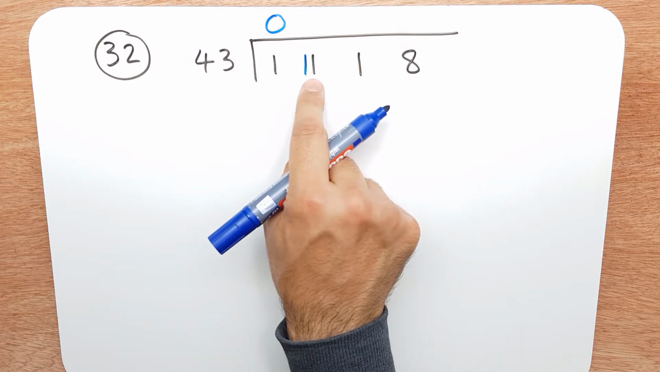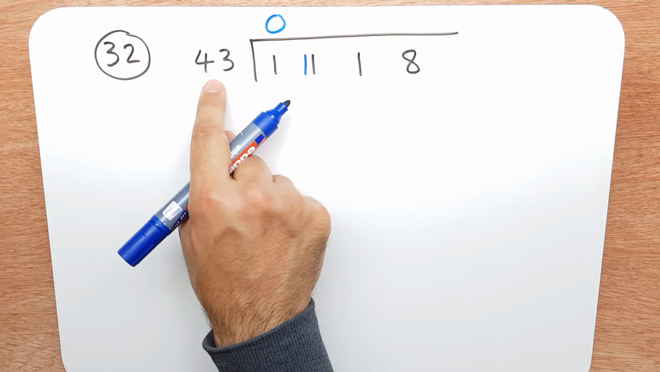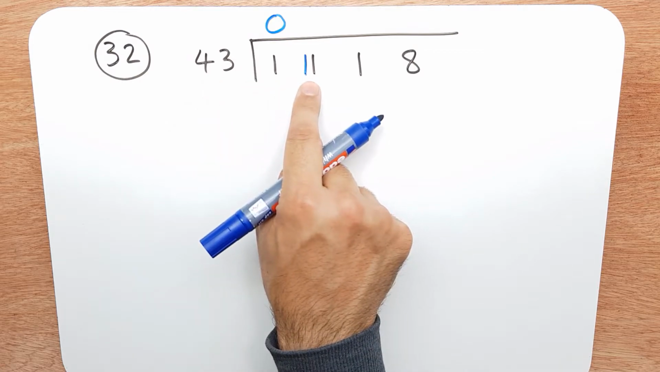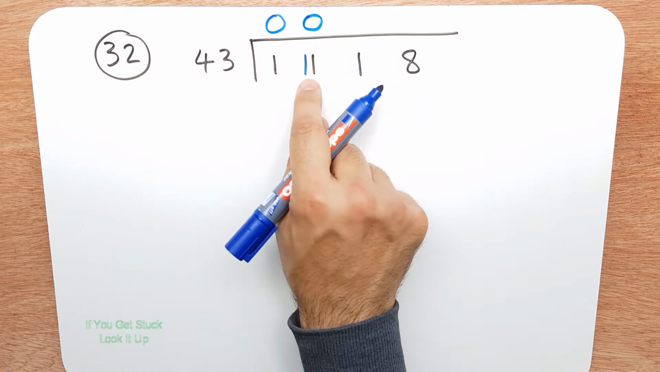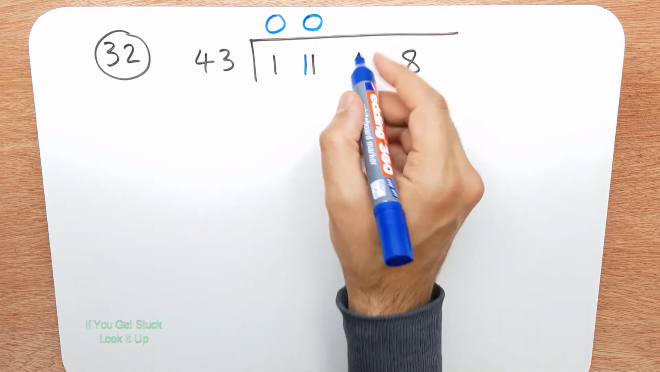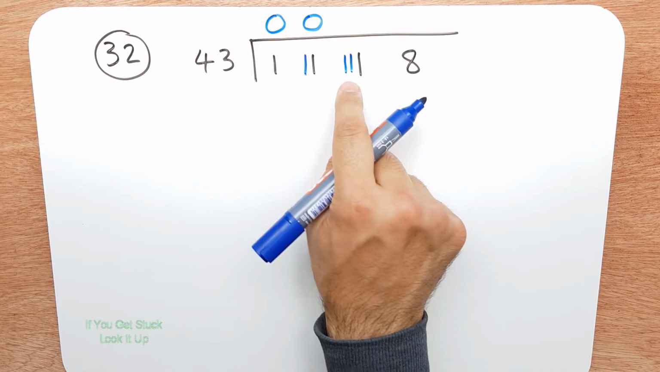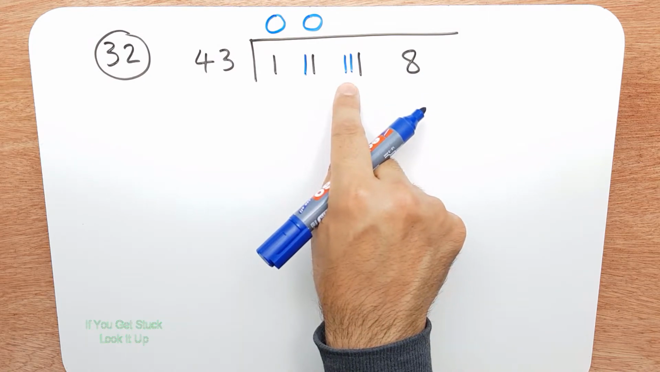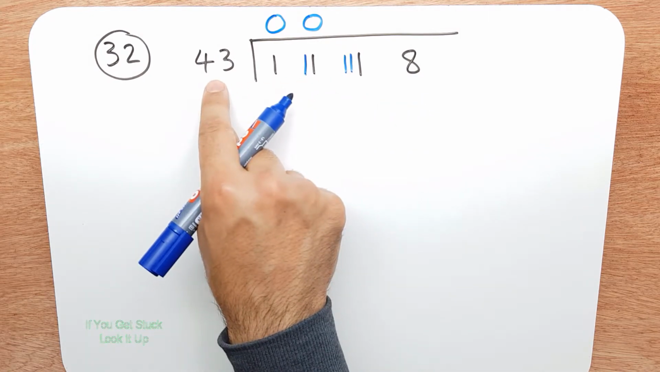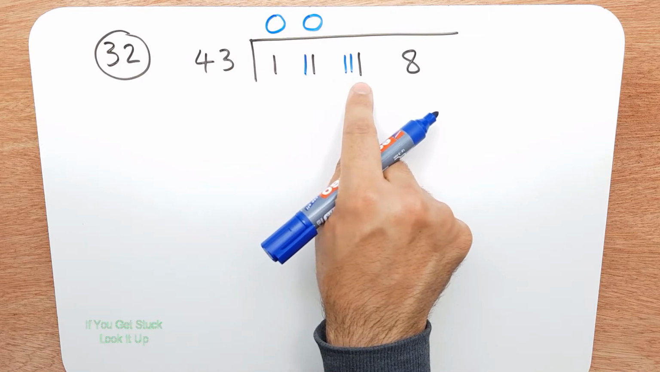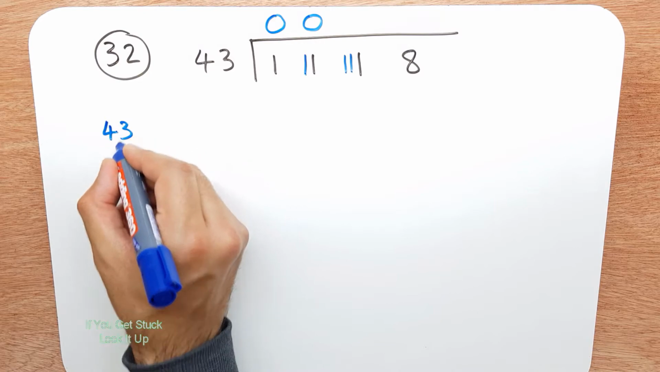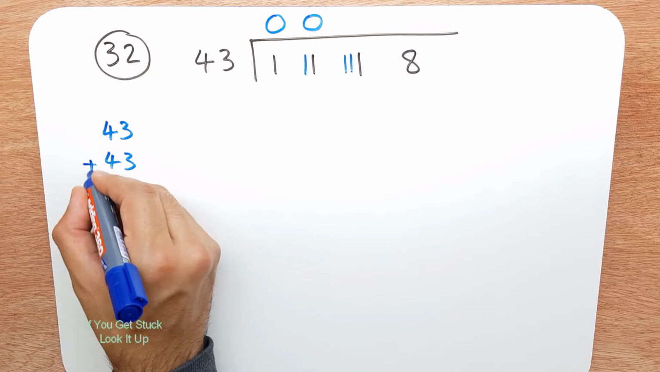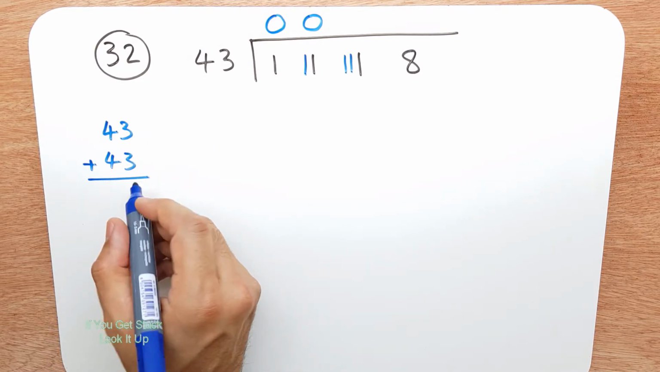So I've got 11 now. How many 43s are there in 11? I can't get any, so that 11 comes over here, and now this becomes 111. How many 43s are there in 111? I'm going to go to the side and try 43 add 43. So that's 2 43s, so let's add these.